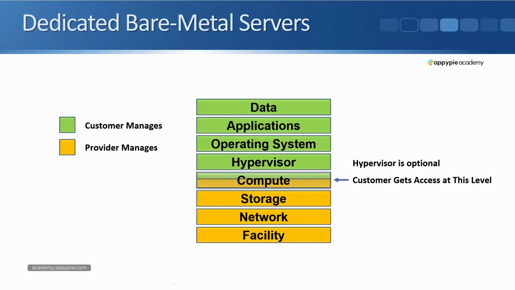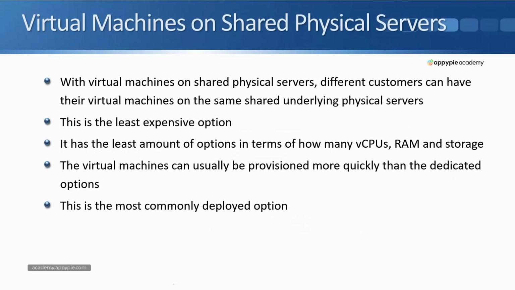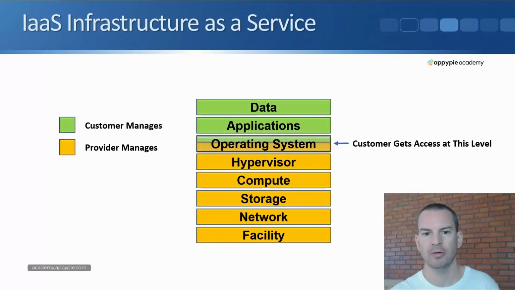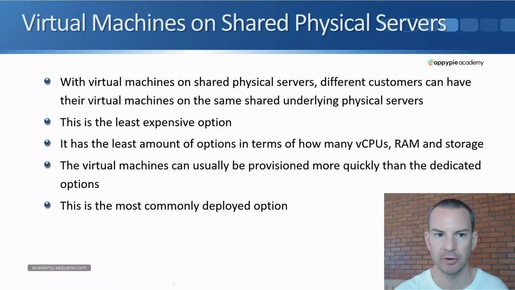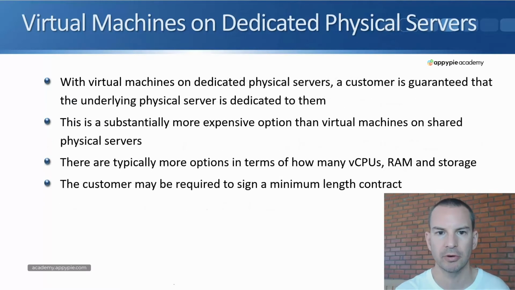So looking at the data center stack, where the customer gets in is different if they're using dedicated bare metal servers. Let's quickly have a look back at how it works with virtual machines. With virtual machines, the provider is going to look after everything up to the operating system level. Then the customer gets in at the operating system level, at the desktop, and they can do whatever they want from there up. That is how it works with the first two IaaS flavors, the virtual machines on shared physical servers or virtual machines on dedicated physical servers.